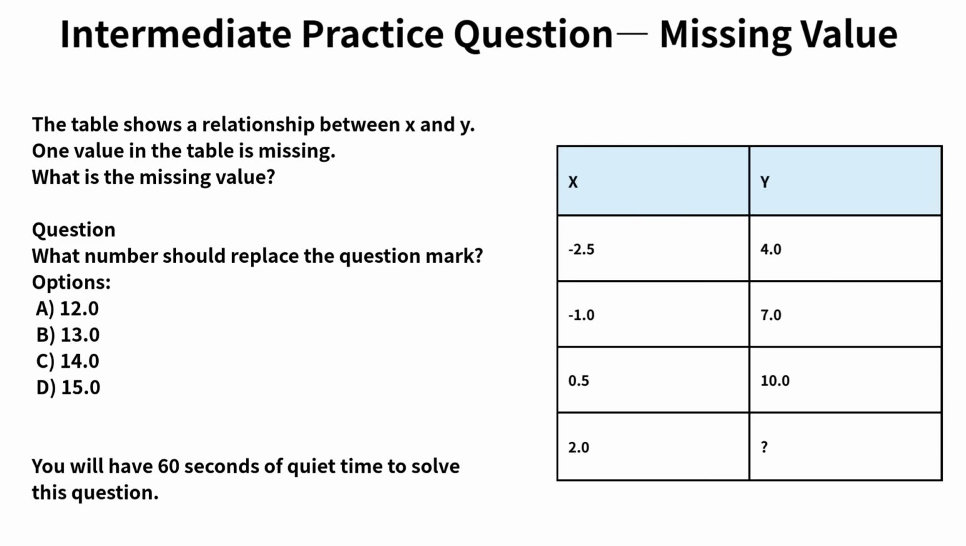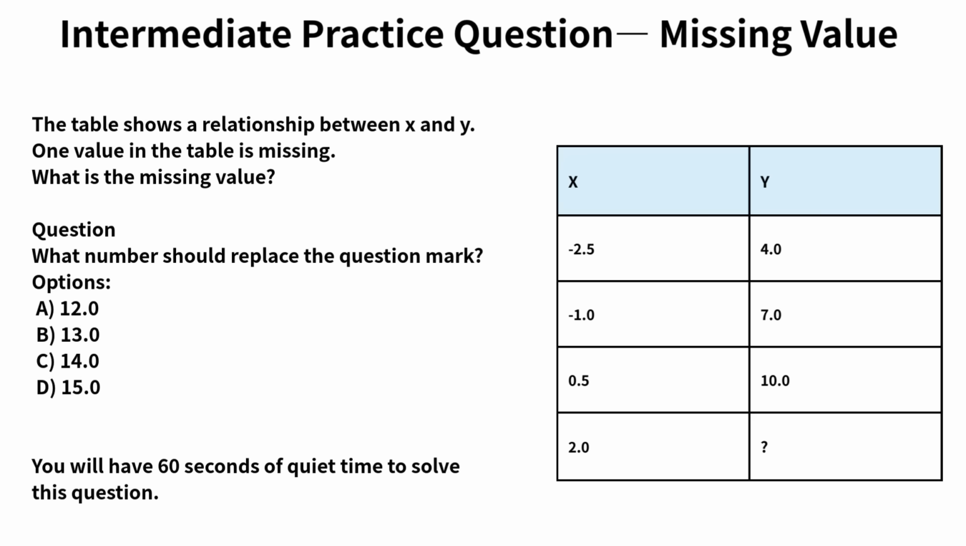This time, the table includes negative values and decimals, just like what you may see on the SAT. Your task is to determine the missing value in the final row. Look carefully at how X is changing from row to row, and think about how the corresponding Y values should change. Even when the numbers are negative, or include decimals, or move irregularly, the same principle applies.